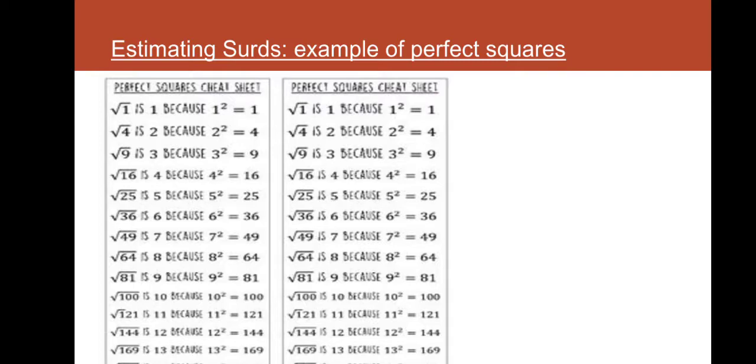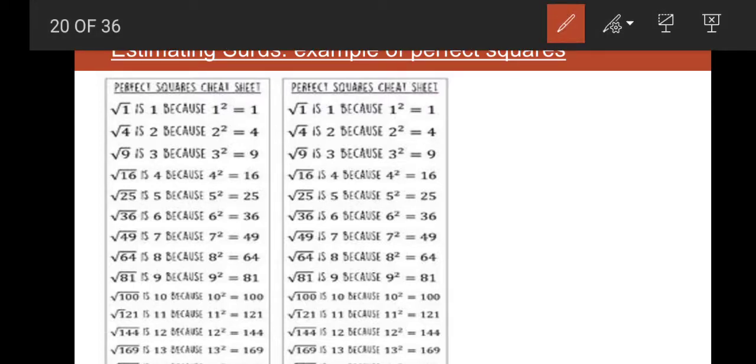Moving over, here are examples of perfect squares. If you square 1, it gives you 1. If you square 2, it gives you 4 as your perfect square. If you square 3, it gives you 9. If you square 4, it gives you 16. If you square 5, it gives you 25. If you square 6, it gives you 36. If you square 7, it gives you 49. So these here are examples of perfect squares.